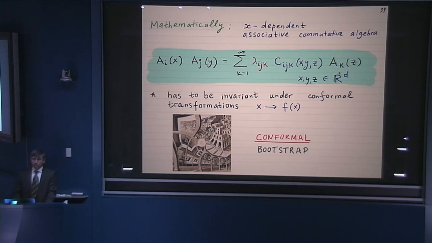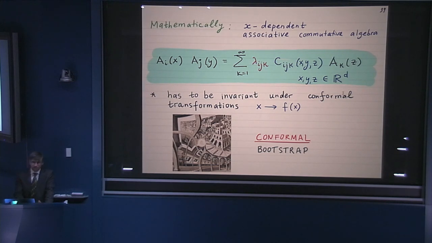So mathematically, what this means is that I'm studying a particular family of associative commutative algebras where objects that I'm multiplying are labeled by points of Euclidean space, x. And so this is my equation. An algebra means that you take a product and you express it as a sum of basis elements of the algebra. So this a_i of x, a_j of y are basis elements. I'm multiplying them, and there are some structure constants of the algebra, lambda ijk. There are some coefficients, which are just some fixed functions of x, y, z. And there's the same basis a_k of z appearing on the right-hand side.